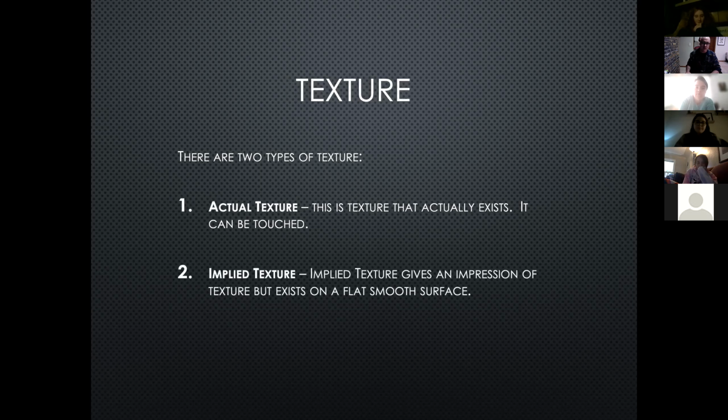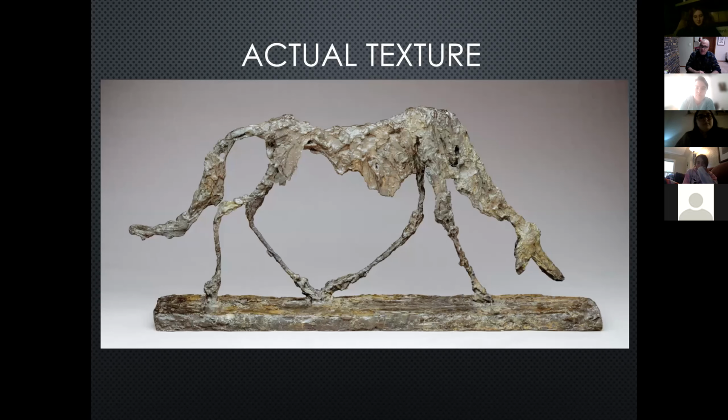So texture can be a useful tool. Then you can have implied texture, which gives an impression of texture, but exists on a flat, smooth surface. And it still makes people want to engage with the piece, but it's implied rather than being actually there. So here's some actual texture on a sculpture. I think that's pretty obvious. This is by Alberto Giacometti. What do you think that's worth? Anybody? Any guesses?